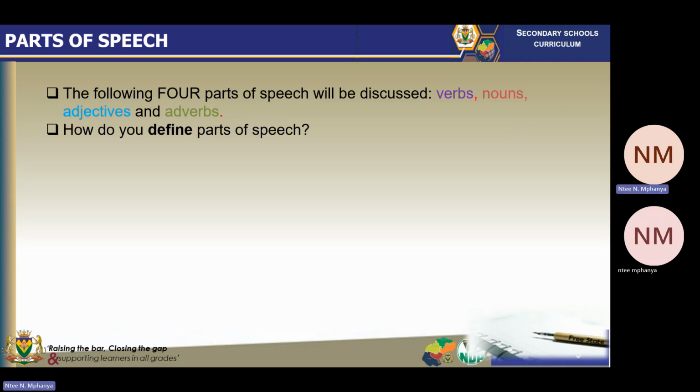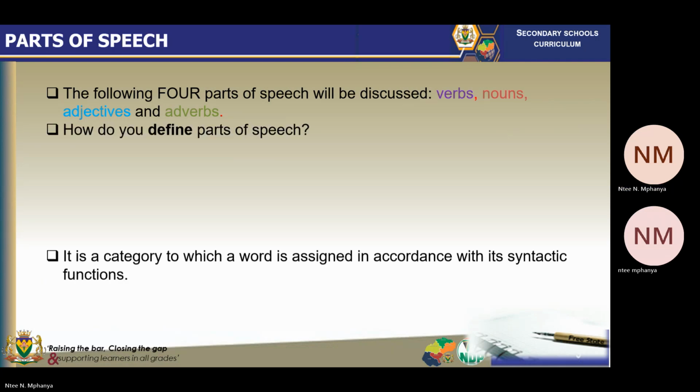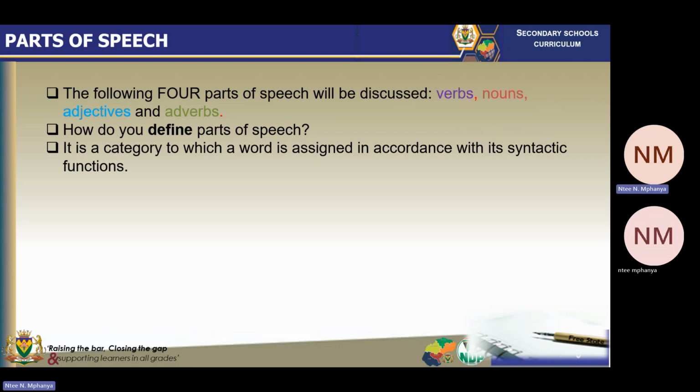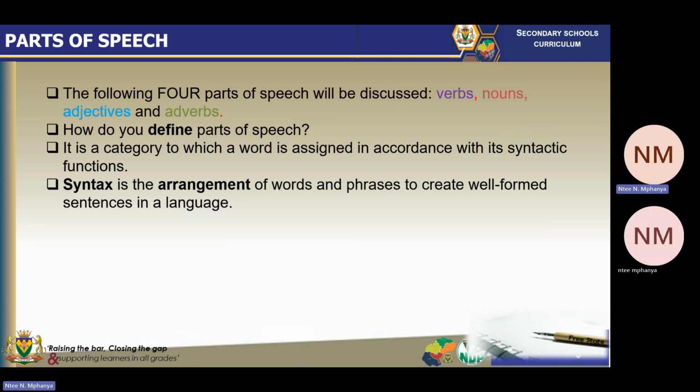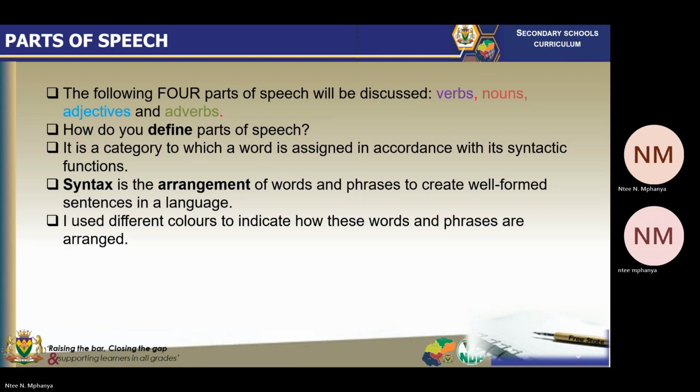How do you define parts of speech? It is a category to which a word is assigned in accordance with its syntactic functions. Syntax is the arrangement of words and phrases to create well-formed sentences in a language. Let us use the following sentence in which I use different colors to indicate how these words and phrases are arranged.